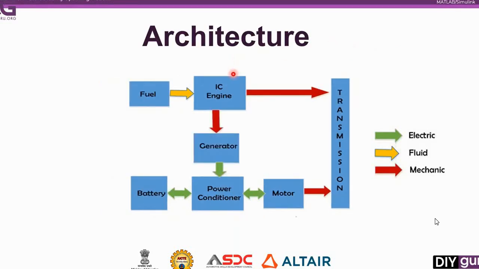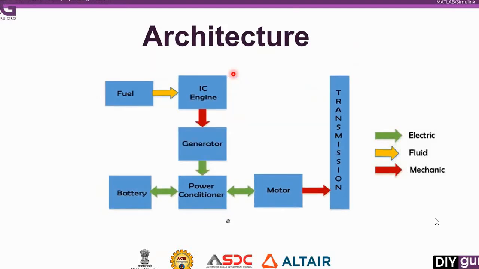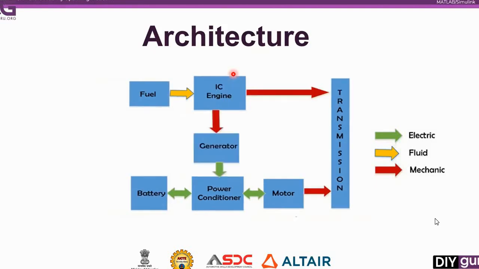Now the third architecture is the series parallel hybrid architecture. So it will be a mix of both of these: the series architecture, the parallel architecture, and when you combine them both, you get the series parallel architecture. So in this case, the IC engine can drive the driving wheels. The remaining power of the IC engine will be sent to the generator, where it will be converted into electrical energy, which will be stored in the battery or utilized by the motor.